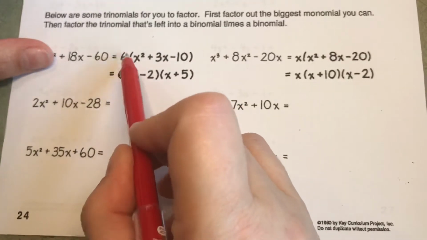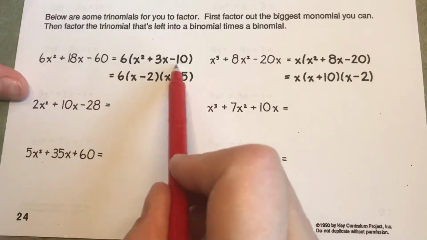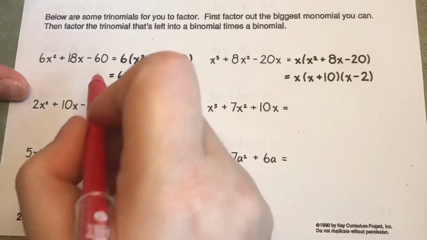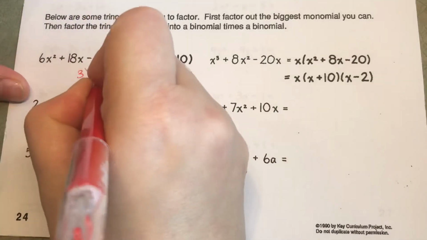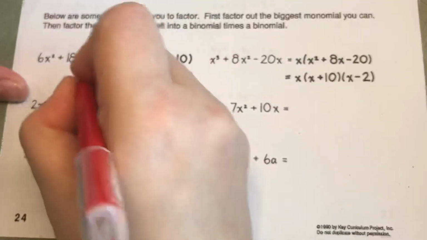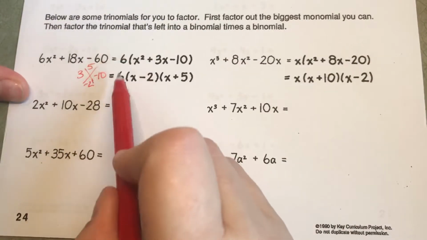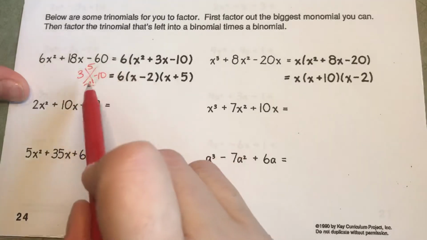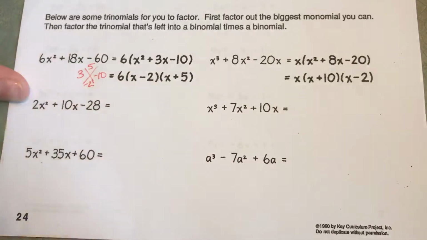Now that's outside the parentheses, and then I have this part inside that I can do my diamond problem. 3, negative 10, and it would be positive 5, negative 2. So I have my 6, I have my negative 2, and I have my positive 5.